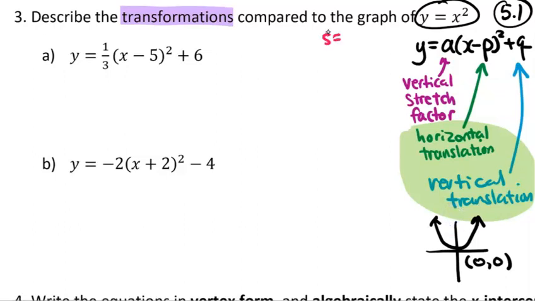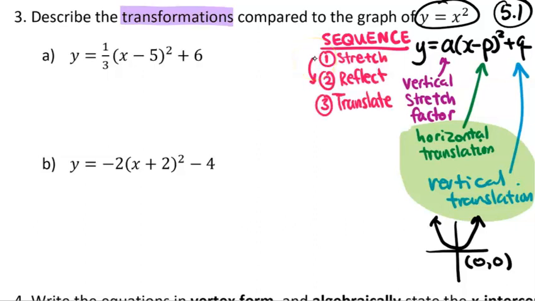There is a sequence. You always want to describe the vertical stretch factors and reflections first, and then apply your horizontal and vertical translations. But the stretch and the reflect can interchange in sequence, and it will not affect your final outcome. Okay, so let's look at the first one.